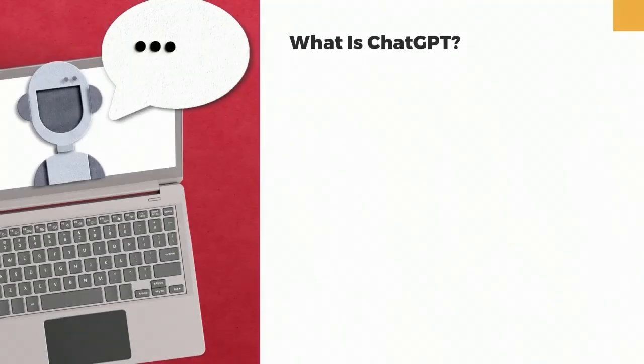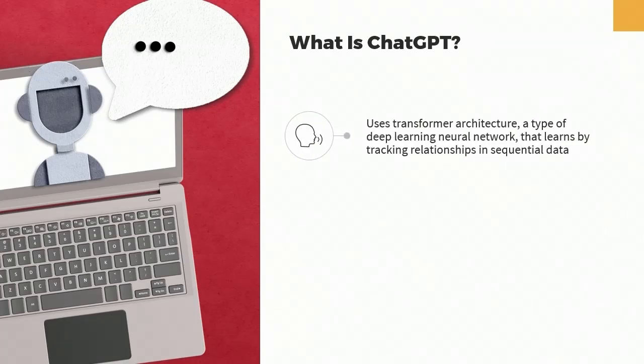ChatGPT is one model in a family of AI language models developed by OpenAI, a research organization that develops AI technologies, known as GPT, which stands for Generative Pre-trained Transformer. GPT's transformer architecture is a type of deep learning neural network that learns by tracking relationships in sequential data. It uses a mechanism called attention or self-attention to learn about context and meaning in data. It's the technology that powers ChatGPT, allowing it to understand, interpret, and generate human language, making it possible for computers to communicate with people using natural language.